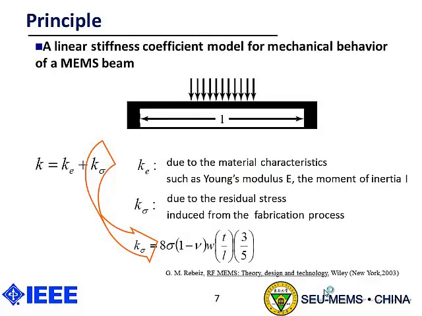For MEMS switches, the mechanical behavior of the beam generally can be modeled using a linear stiffness coefficient. The stiffness coefficient of a double-anchored beam generally includes two parts. One is due to the material characteristics such as Young's modulus and the moment of inertia. The other is due to the residual stress induced from the fabrication process, including the packaging steps. The latter is generally expressed as this.